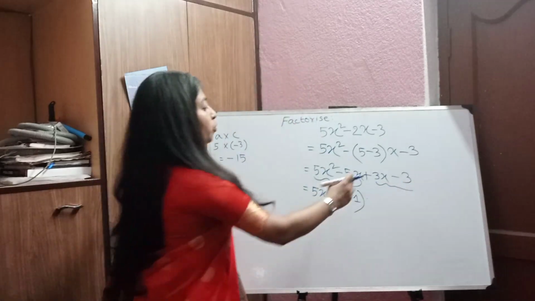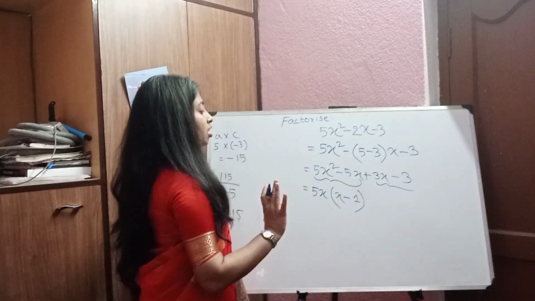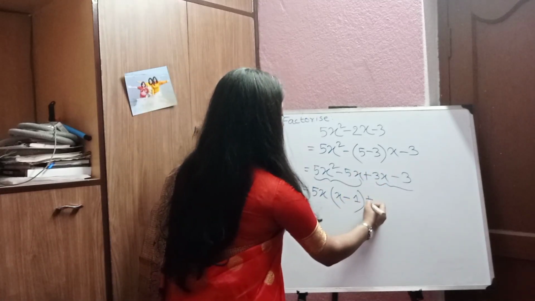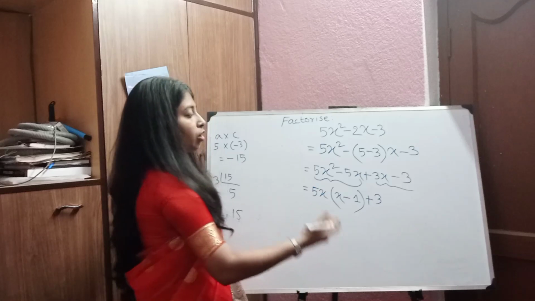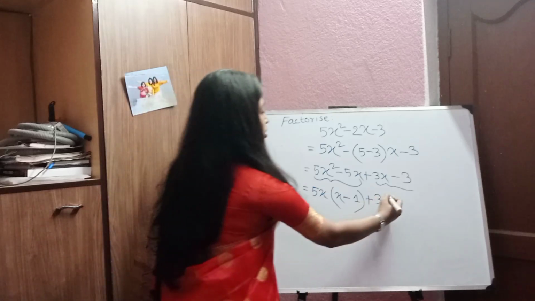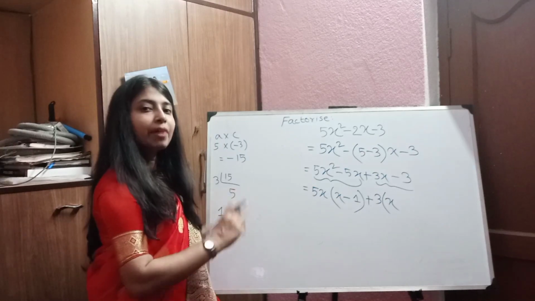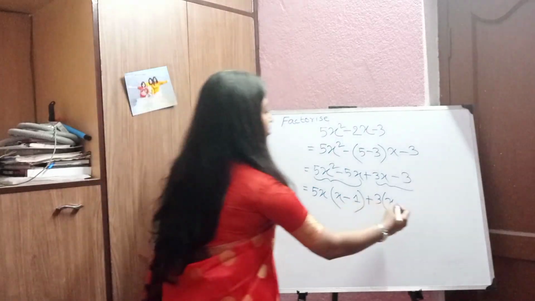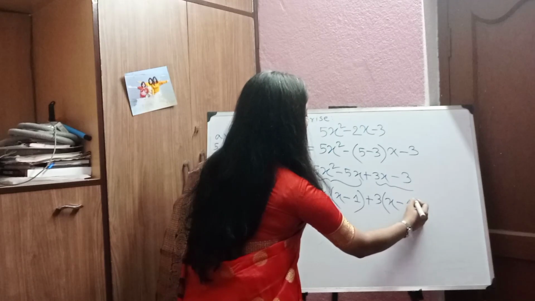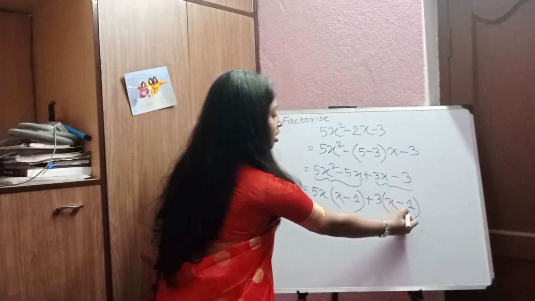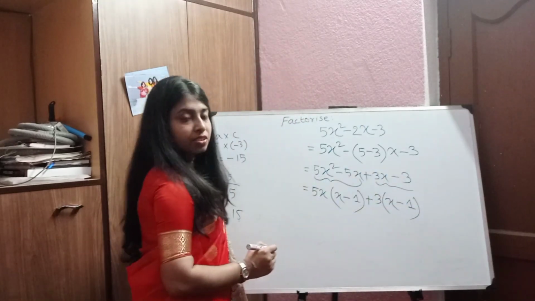For the next pair, we have plus 3x minus 3. So let us take plus 3 common. If we take out plus 3 from plus 3x, the remaining is x. If we take out plus 3 from minus 3, we have minus 1 remaining. Because plus 3 into minus 1 gives us minus 3.